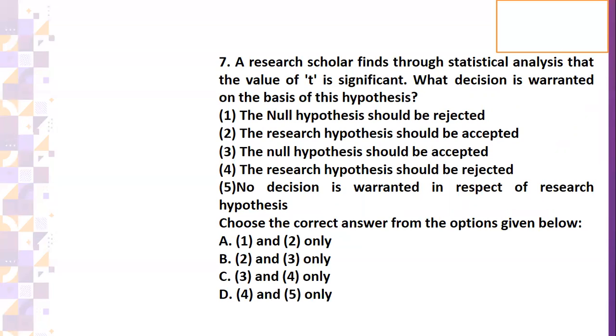Okay, I'll read again. A research scholar finds through statistical analysis that the value of T is significant, is important. So based on this particular statement, what decision will be taken? So let's see. The decision is that the null hypothesis should be rejected or the research hypothesis should be accepted. Now let's see. See, null hypothesis rejected, obviously the alternate hypothesis will be accepted. But let's see an explanation for this answer.